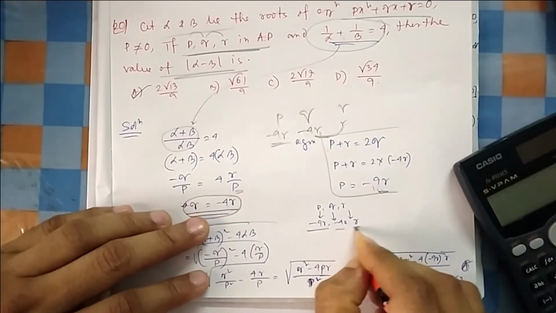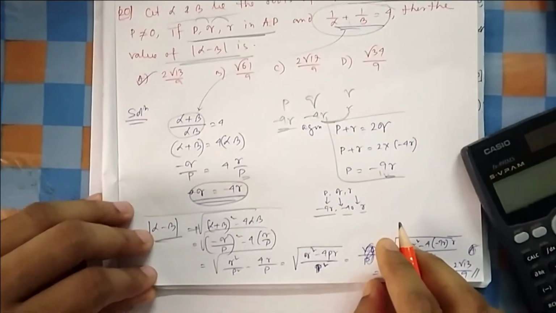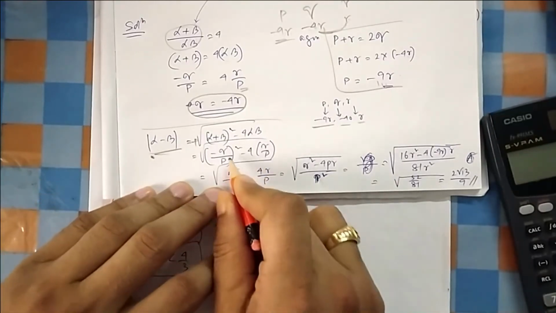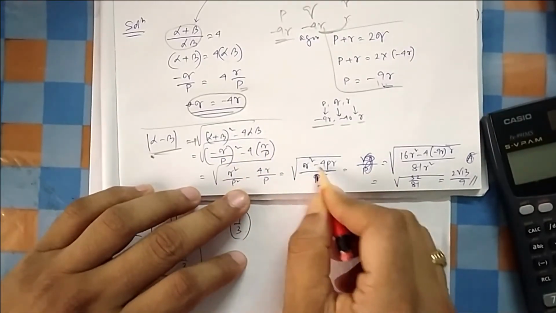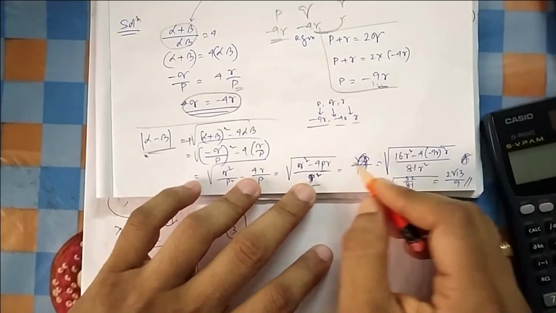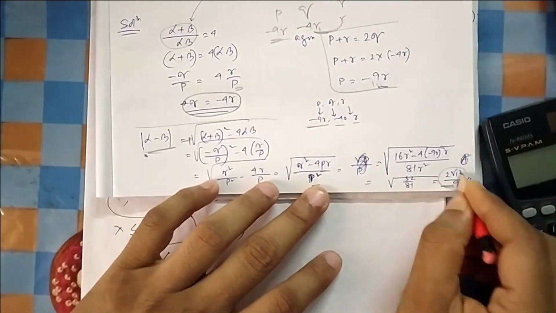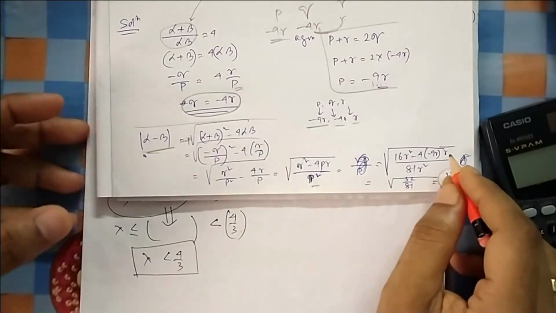So you have p, q, r all written in terms of r. So you put all these things into this expression, do some simplification, and put 4r instead of q and minus 9r for p, you put all these things, and ultimately you will get this one, 2 root 3 by 9. That is your option A.